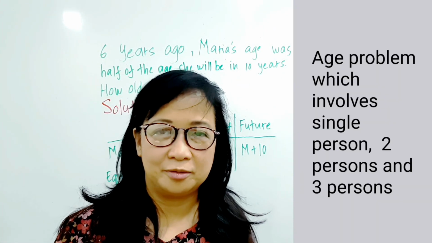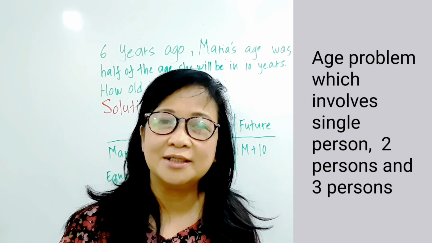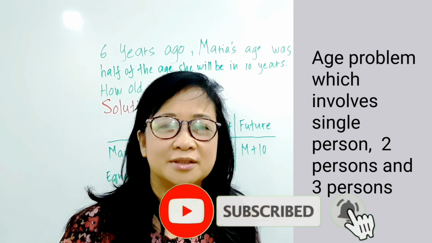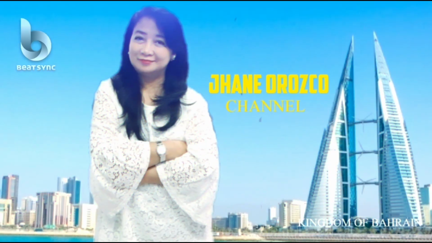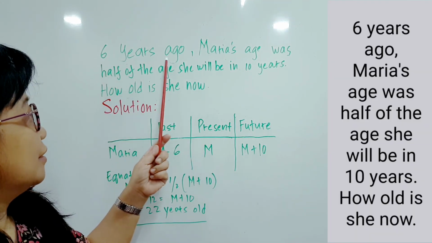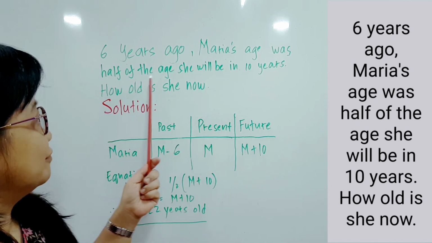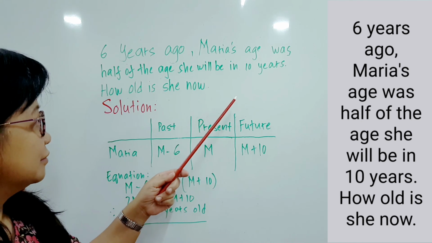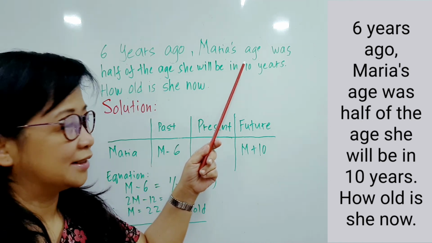Today we'll solve age problems of a single person, two persons, and three persons. Six years ago, Maria's age was half of the age she will be in 10 years. How old is she now? So dito, mag-isa lang si Maria.